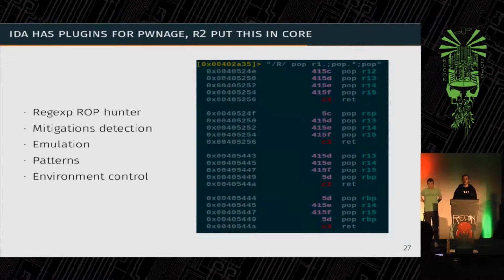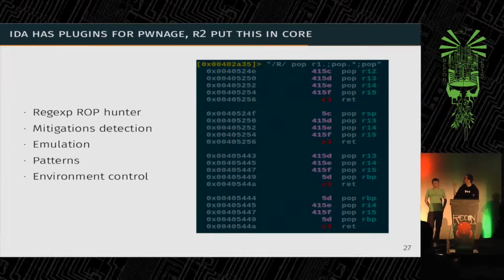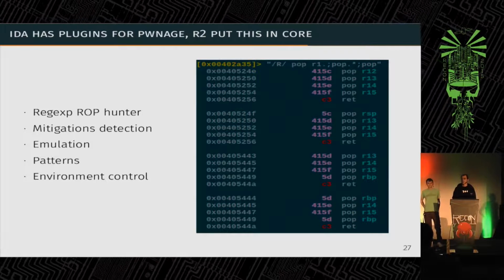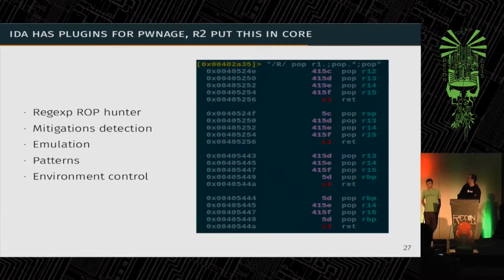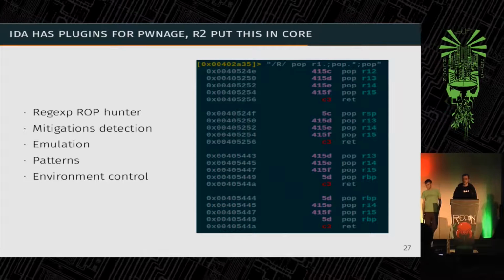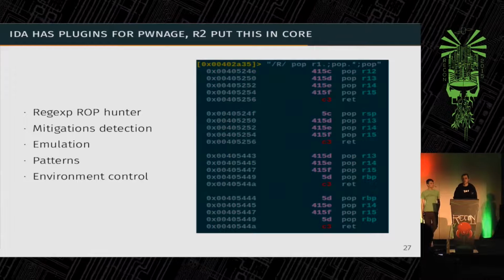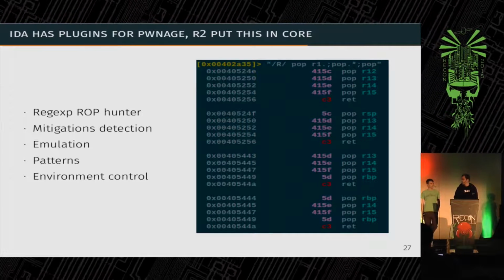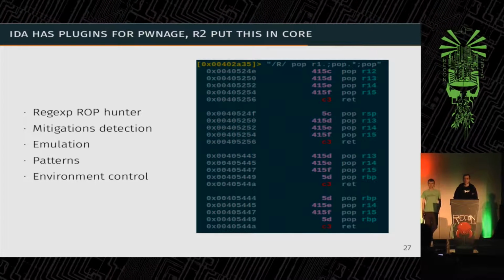There are some cool plugins for IDA to pwn stuff, but in Radare2 it's in core. This is a screenshot of our ROP gadget hunter that works with regular expressions. So I'm looking for pop r1 and one character. So it yields pop, pop, pop register. We also do some emulation, as I said previously. We have the pattern, the magic stuff from Metasploit and Mona too. Mitigation detection, environment control with the, what's the name of the, rarun2? With rarun2. And some reject drop and stuff.